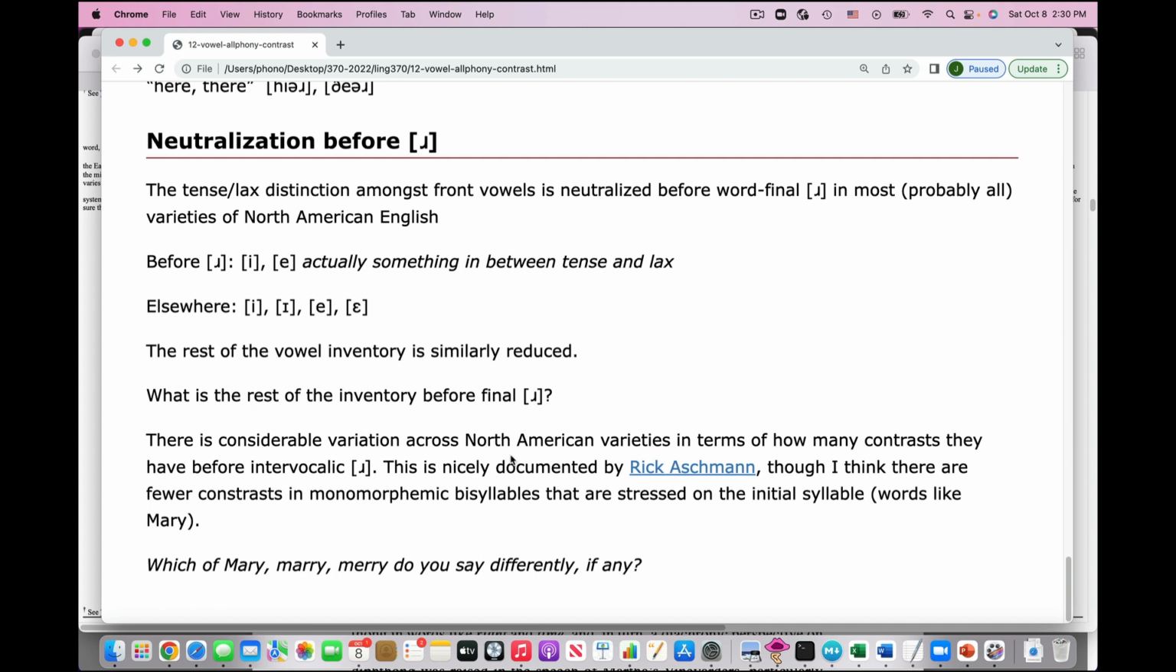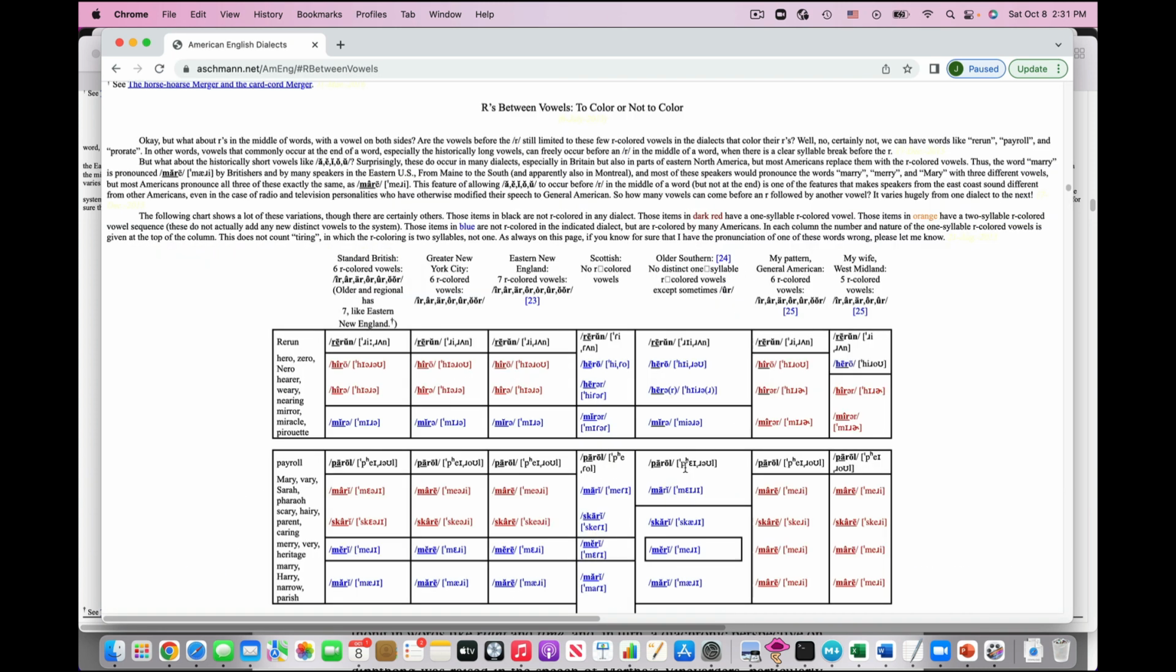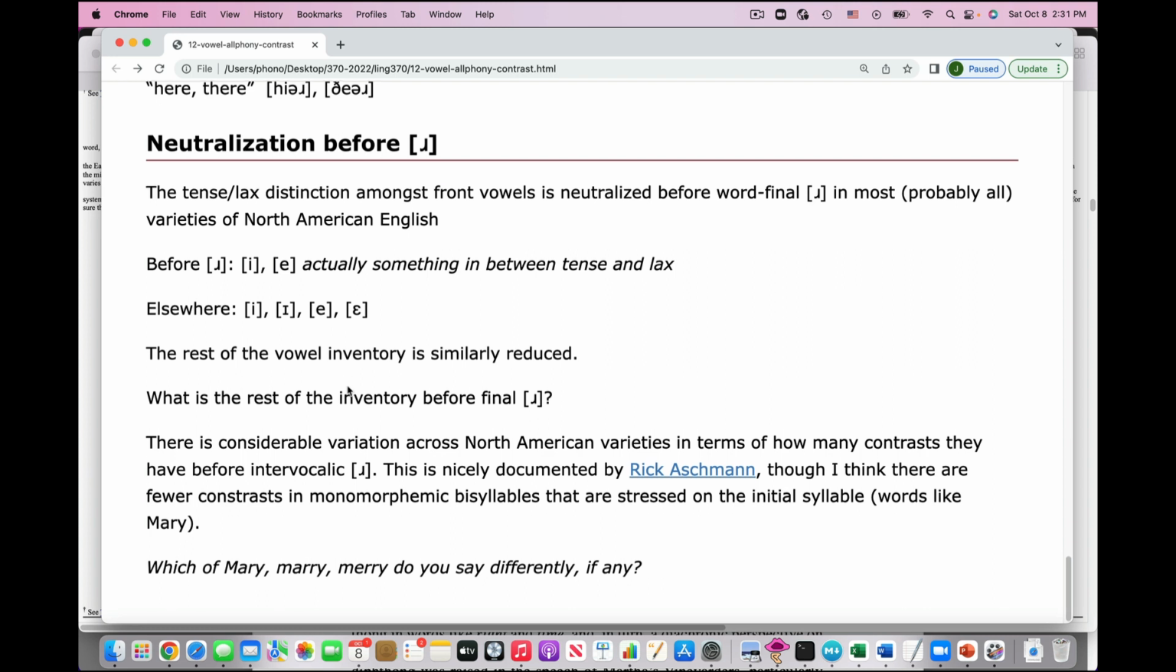There's a lot of variation across North American varieties, and this is really nicely documented by Rick Aschmann. You might recall from the beginning of the course, we looked at his map of North American English, and he has a section on R between vowels, and so different varieties have different sets of sounds, and he says to color or not to color, because we call these R-colored vowels.